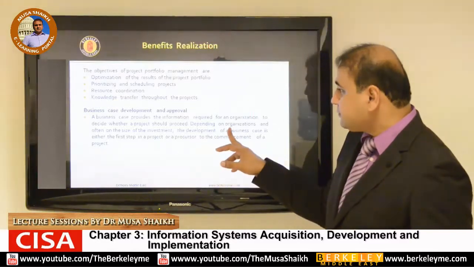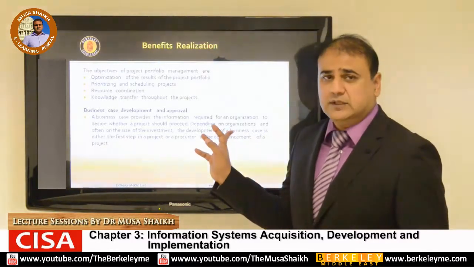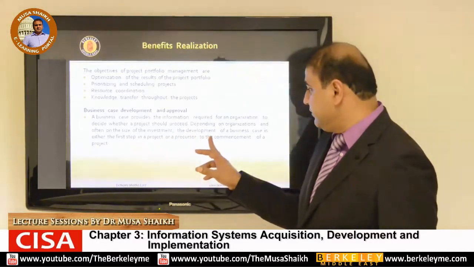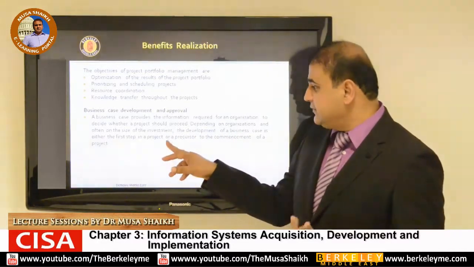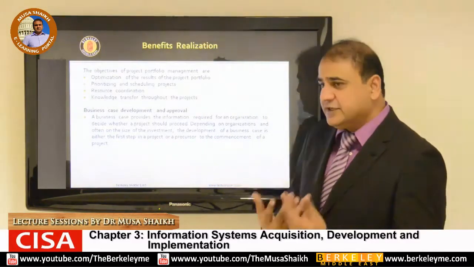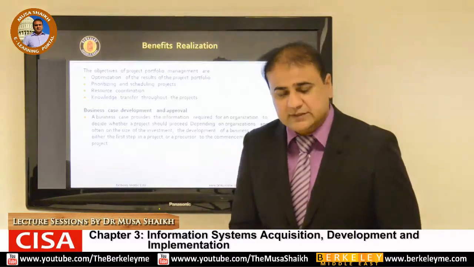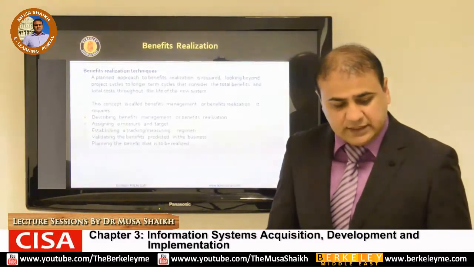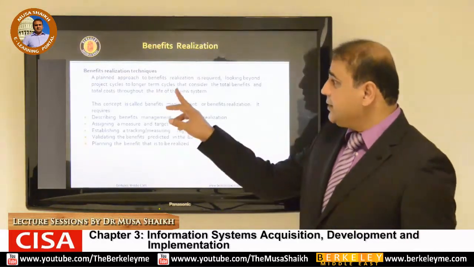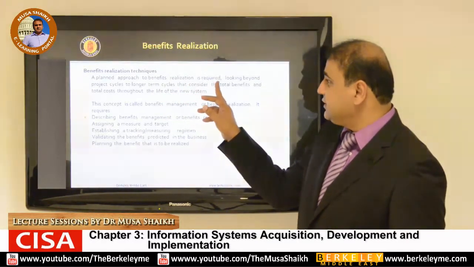Then we'll see, it will all depend upon the size of the organization and the investment, what is the development of a business case. The first step is, of course, the first step for starting any business. This has to be started first. In terms of techniques, a planned approach to benefit realization is required.